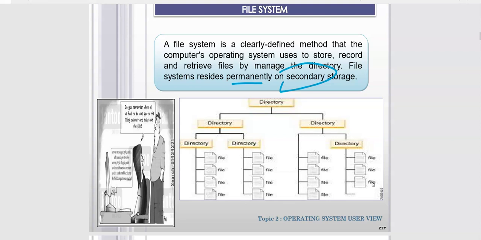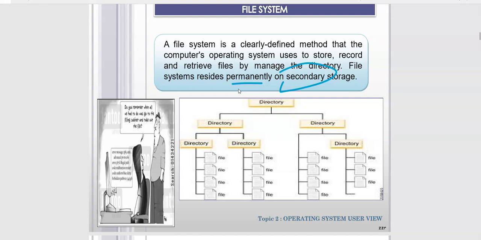A file system is a method that the OS uses to store, record, and retrieve files by managing the directory. Okay, and a file system resides permanently on secondary storage. If you can see here, I underlined permanently on secondary storage.